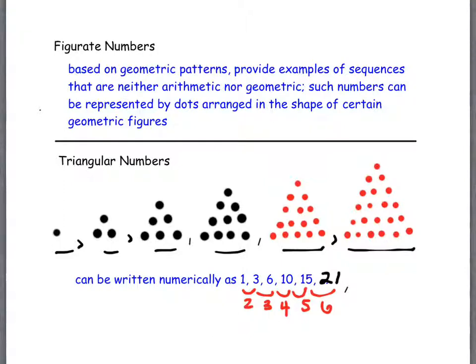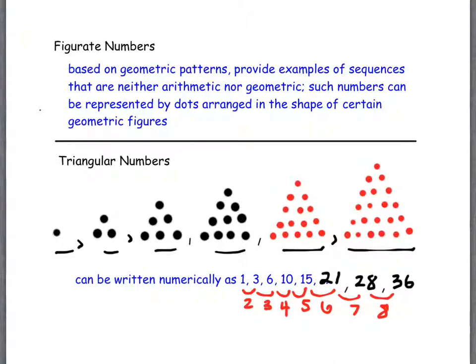What would come after 21? 28, because you would have added 7. And can we do one more just for fun? 36. Is it 36? Does everybody agree? Because you would have added 8. And we could keep going.